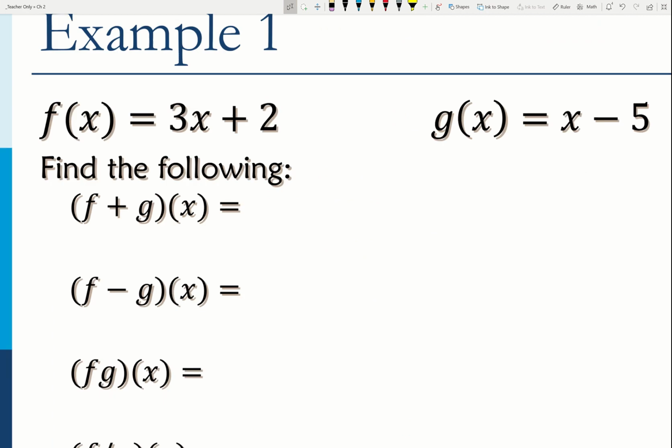In this next example, example 1, f of x is the function machine that takes your input and triples it, and then adds 2, and g of x is the function machine that takes your input and takes away 5, and then gives you your output. In this example, we just want to go through and calculate what each of these functions would be.